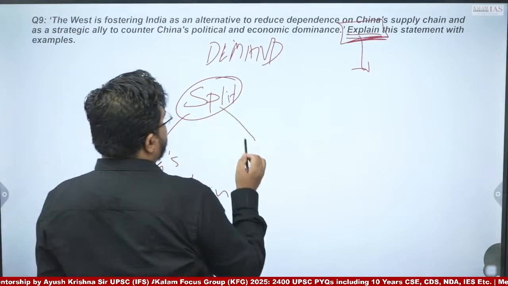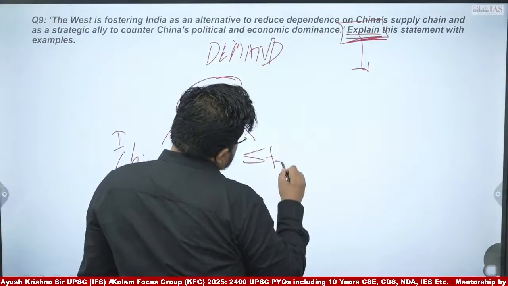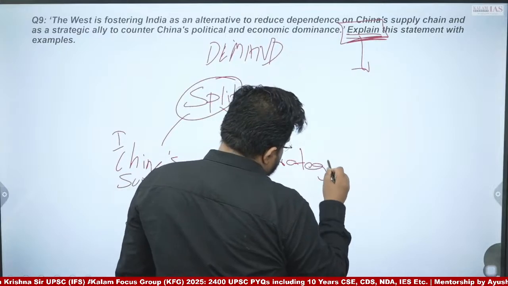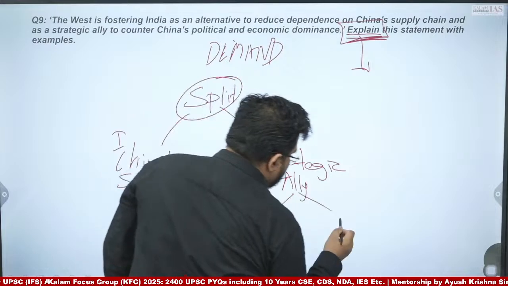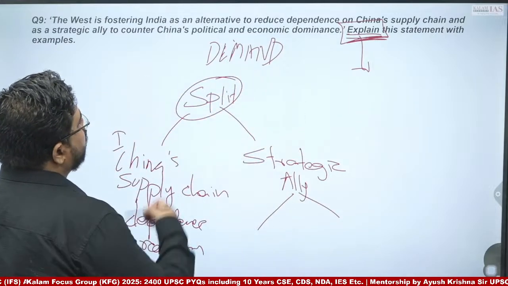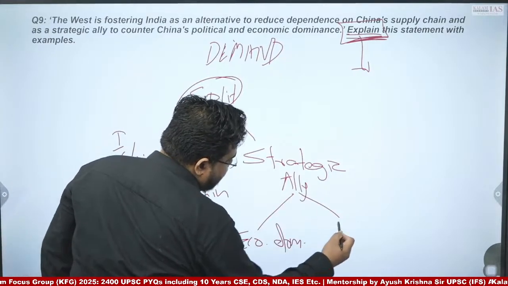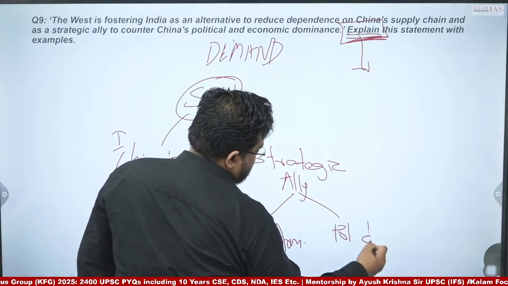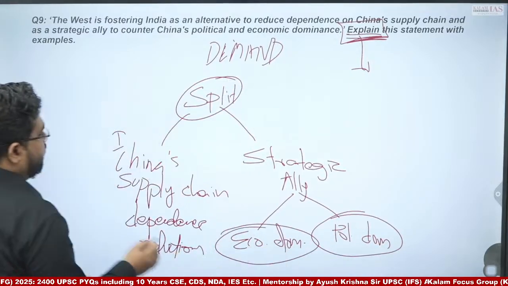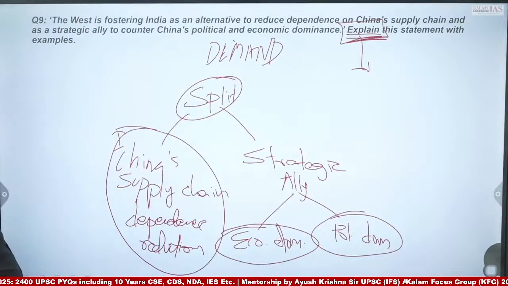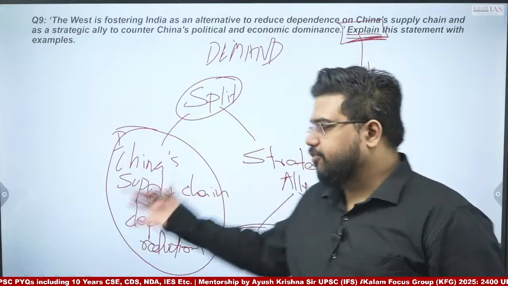What are the other two parts that are given? It's a strategic ally. India as a strategic ally. Now, what is the purpose of this strategic ally? That is to counter economic dominance and political dominance. So I got one part here, I got a second part here, and I got a third part here. Three parts I can divide this statement into. This is the idea of the statement.